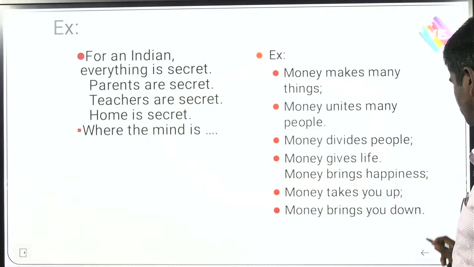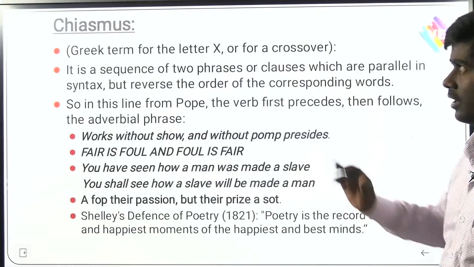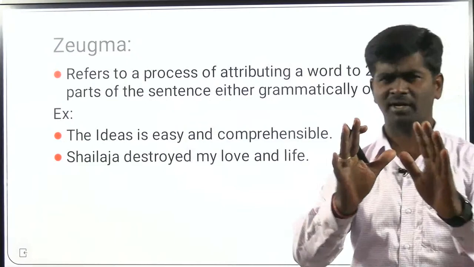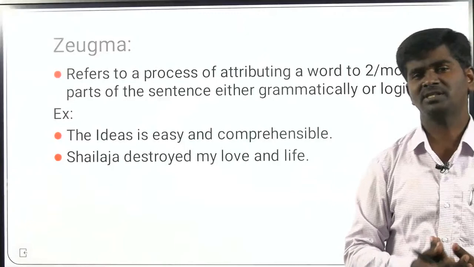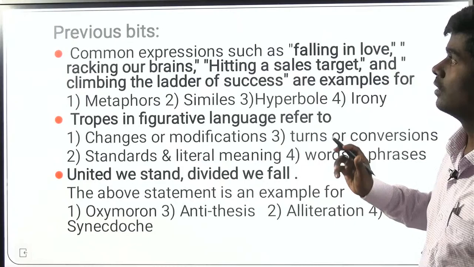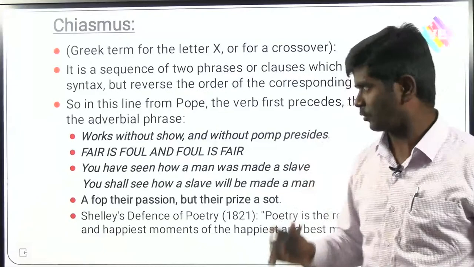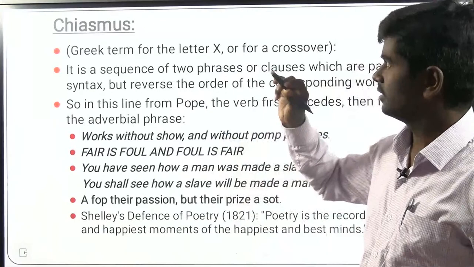Next, very important aspects are these: chiasmus and zeugma. Very, very important, these two are. Because once we observe, most of the students make mistakes in these two. So focus on chiasmus and zeugma. These are the two things that I want to talk about. Focus on these two.